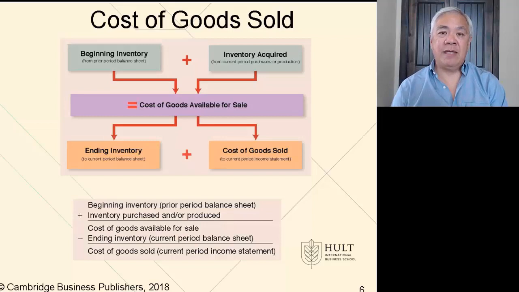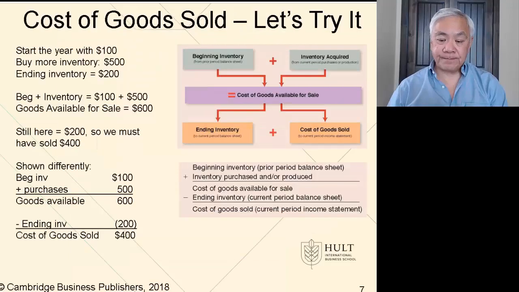The bottom reflects one of the ways that we compute cost of goods sold. Frankly, it's a very simplistic way, but it gets us started. So beginning inventory plus inventory purchases equals the cost of goods available for sale. If we subtract the ending inventory, the leftover amount has to be the cost of goods sold. And so those go to the income statement.